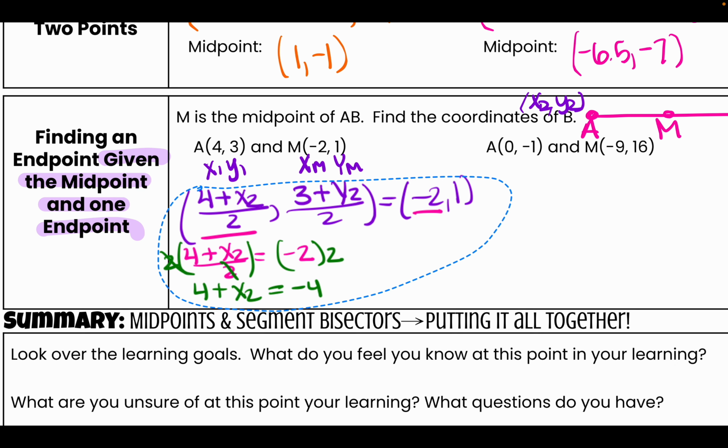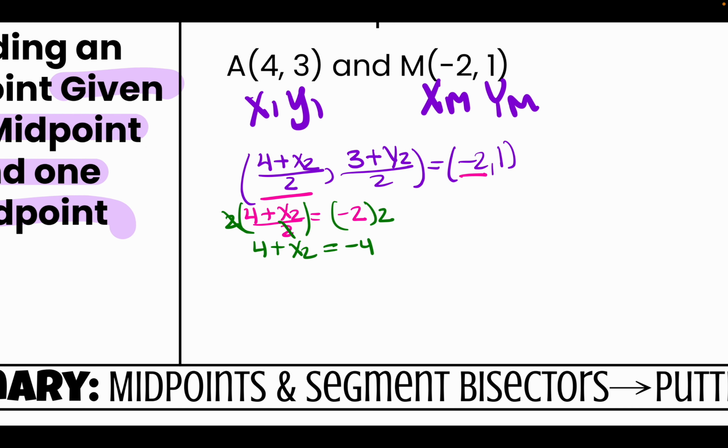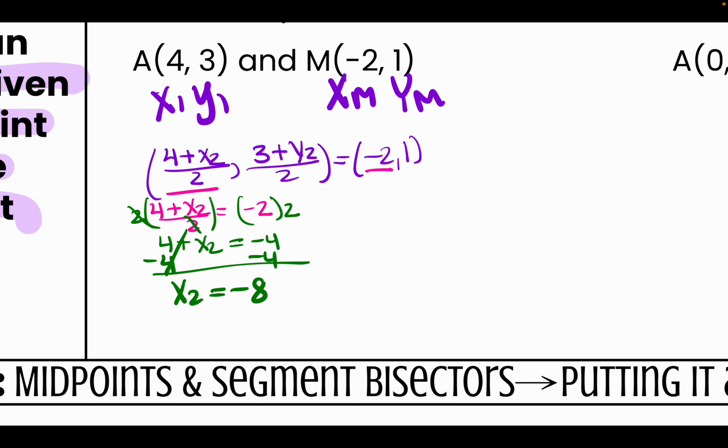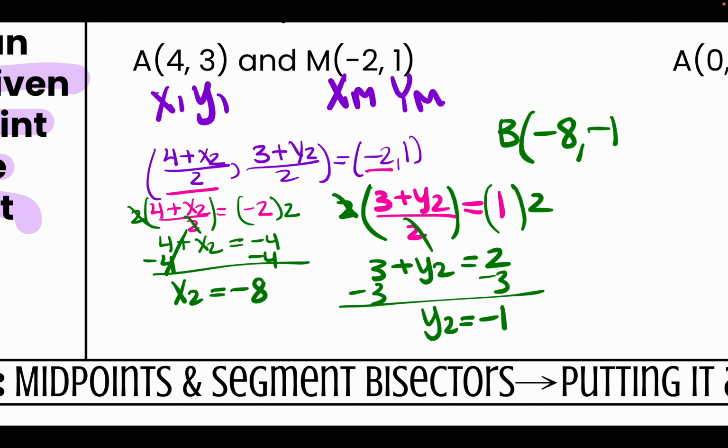Okay, let me just resize this. Now we're going to subtract 4 on both sides. x2 is equal to negative 8. So that's our x coordinate. Now our y coordinate. We have 3 plus y2 over 2 equal to 1. Again, to get rid of that 2 on the bottom, we multiply both sides by 2. So the 2 you multiply and the 2 that's dividing cancel. So we're left with 3 plus y2. And on the other side we have 2 times 1, so that's just 2. Now we're going to subtract 3 from both sides. We get y2 is equal to negative 1. So our B is negative 8, negative 1.